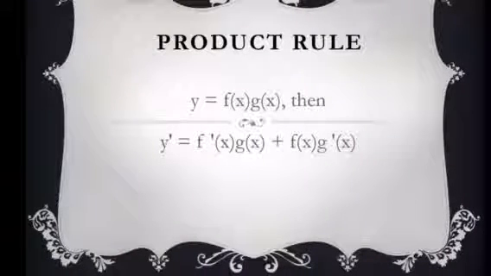Let's see the product rule. If a function can be represented as y equals f(x) times g(x), then we can get its derivative y dash equals f dash x times g(x) plus f(x) times g dash x.